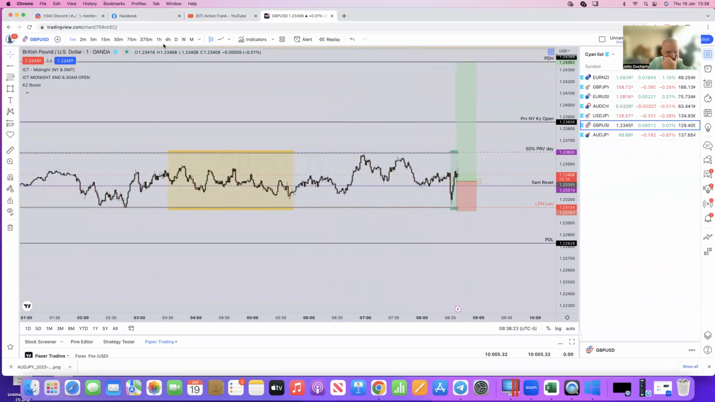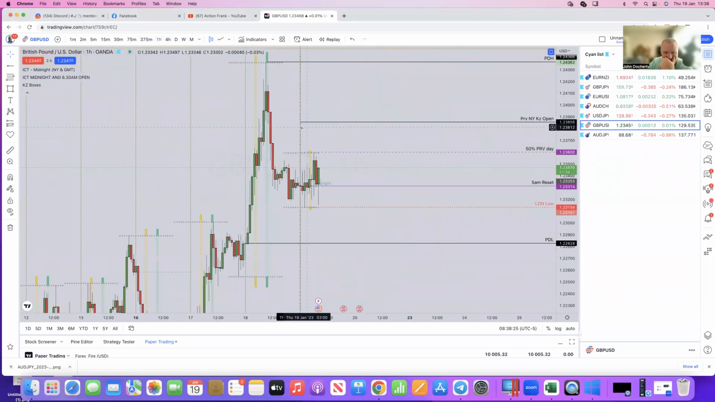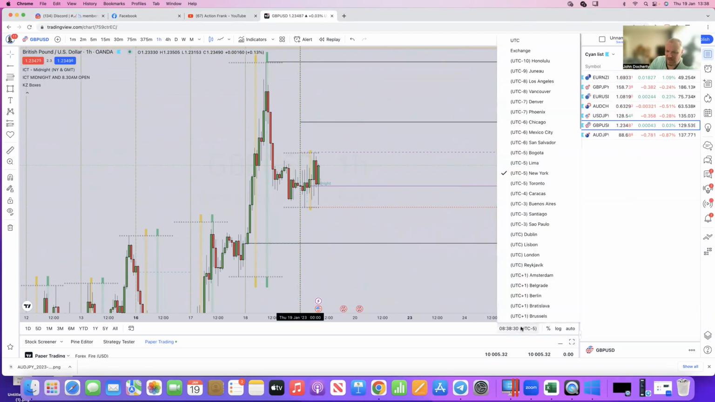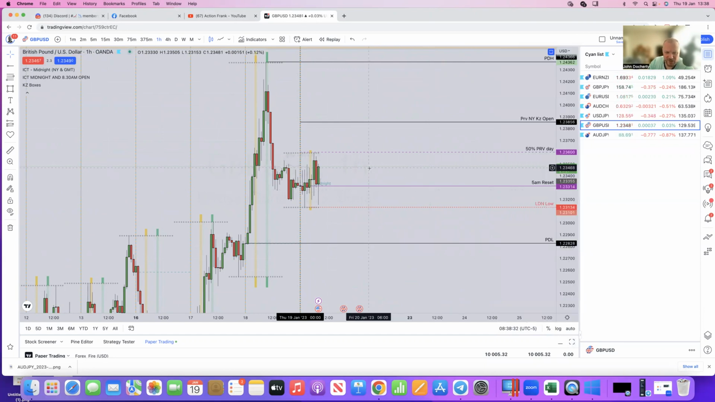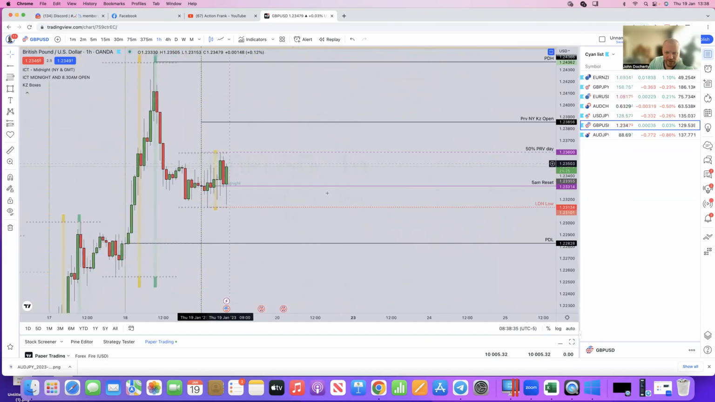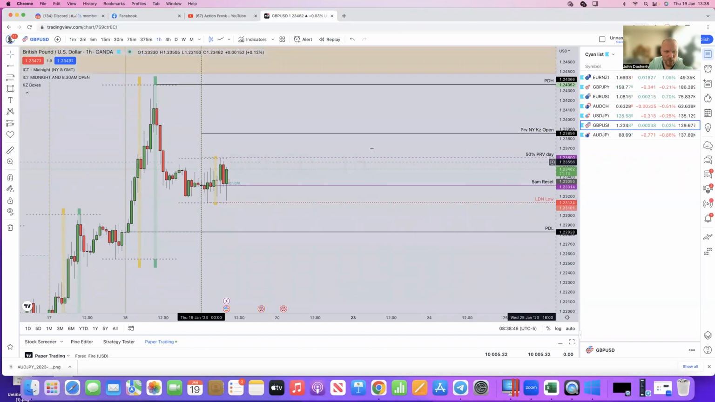As you're aware, we normally do the midnight of New York. I've got this down as New York time, so I'm 5 hours ahead of New York, and we've set up a previous daily low, a previous daily high, and the previous New York kill zone open, which was here, where you'll see the green. I've got a 50% of the previous day, so it's a low-high.